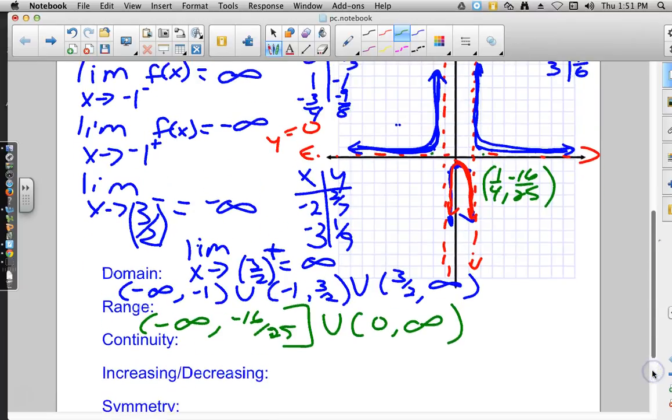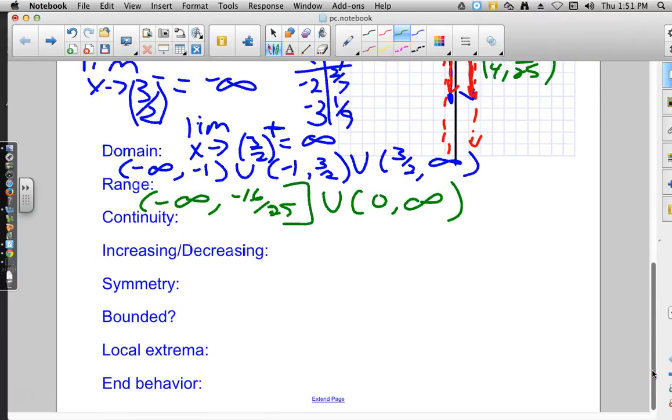Now, we talked about the fact that all these rational functions are going to be continuous. So it's continuous, but we have to say continuous where. And the where is we have to leave out any of those x values that are not going to work. So continuous for x not equal to -1 and 3/2. Those were our two vertical asymptotes. Increasing and decreasing, we've got a bunch of that going on.